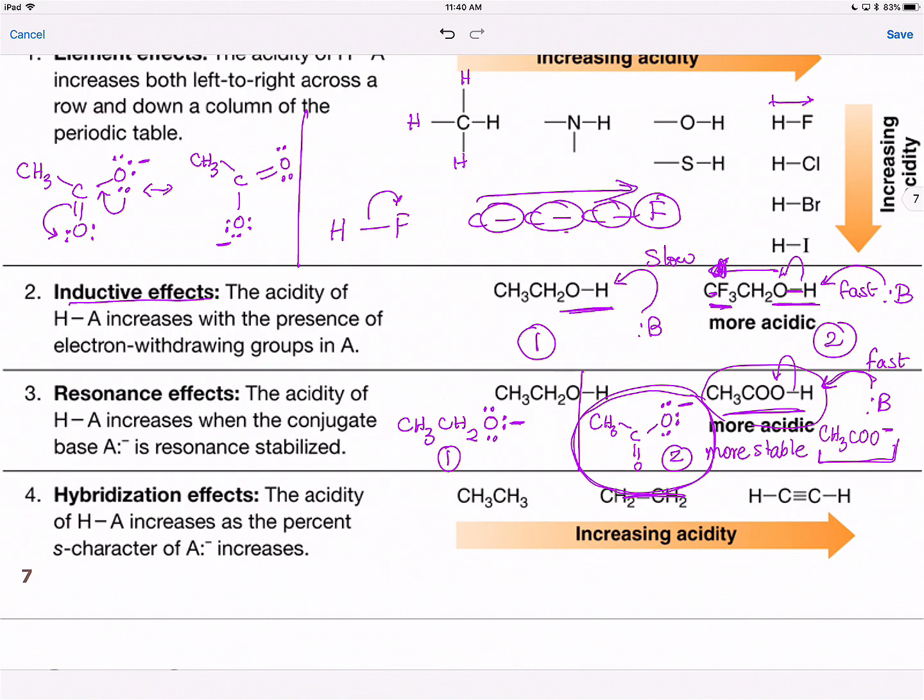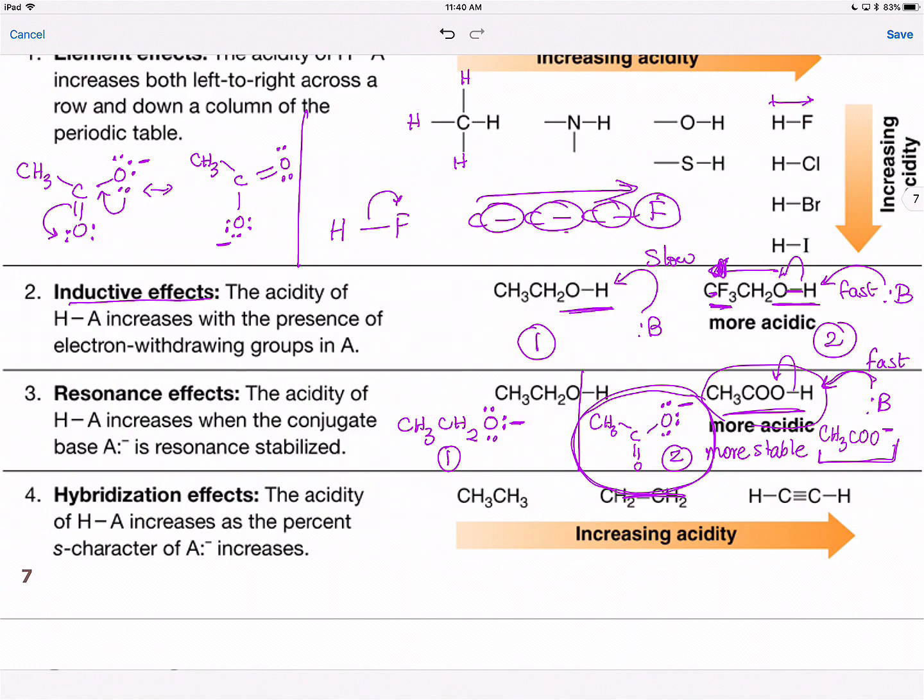Okay. So you have 2 conjugate bases, 1 and 2. 2 is more stable than 1. Okay. If 2 is the product that you get from the acid, the product is more stable than the starting material. The reaction is going to go faster. Okay. Anything else on that?